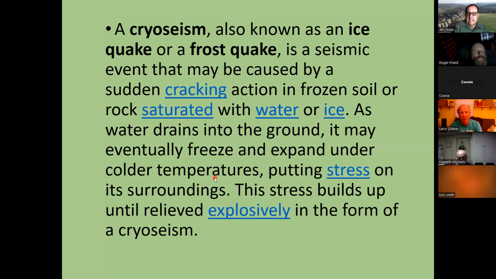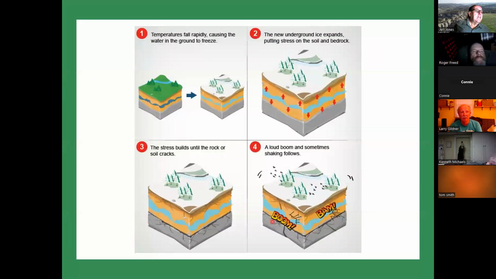These were not known in Pennsylvania until about 12 years ago. They were well known up in the New England states and Wisconsin, Michigan, where it's pretty cold in the wintertime, but not in Pennsylvania until people started to report these things, and I started to pay attention to them. So this is just a diagram here. Temperature falls rapidly, causing the water to freeze. The new underground ice expands, putting stress on the soil and bedrock. Stress builds until the rock or soil cracks, and a loud boom. Now that loud boom could only be heard maybe by 3 neighbors. It's not a regional thing. It's very, very localized, but they can happen in multiple places.